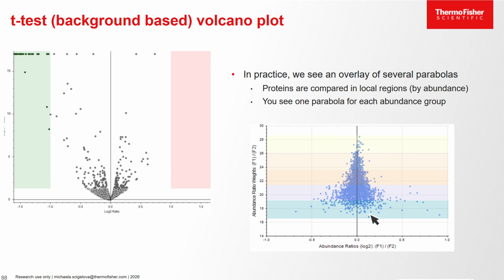In real life, where you have more proteins identified, the volcano plot from the background-based t-test method should look a bit more like this, where you have more or less many overlaid parabolas, because you can divide your proteins into different subpopulations based on abundances, and it then acquires an appearance like that.